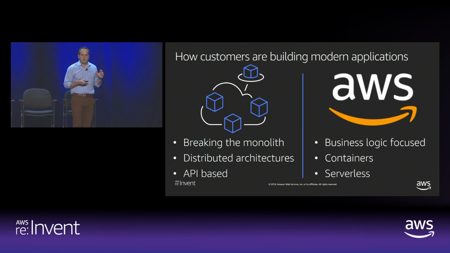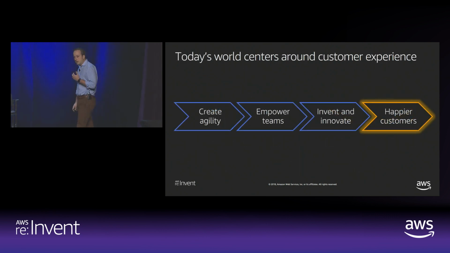And if we zoom in on the AWS workload specifically, we're seeing a lot of customers leveraging the undifferentiated heavy lifting that we do for them so they can focus on business logic: containers, serverless, and by serverless, I don't mean only Lambdas, but any managed service that takes the undifferentiated heavy lifting away from your team so you guys can focus on the business logic of your applications. So it's all about having happier customers, bringing more value to the customers. So our customers try to create agility, empower their teams, and invent and innovate so they can fail fast, and they can bring more value to the customers.